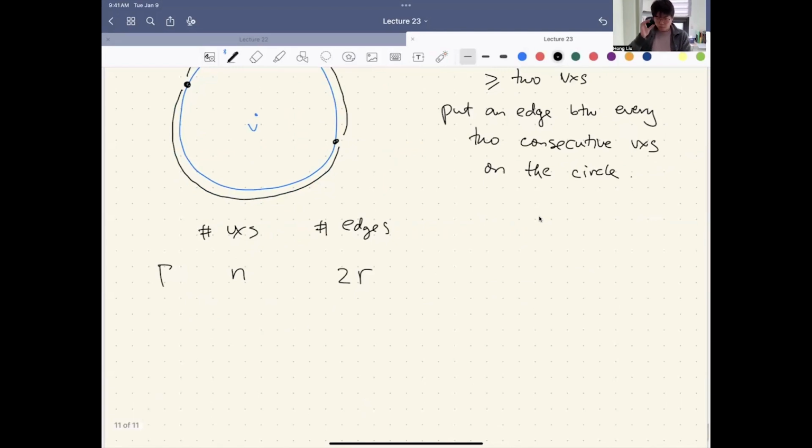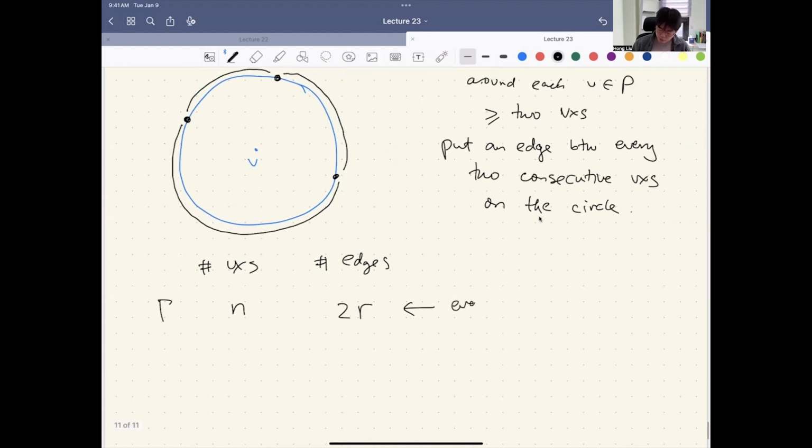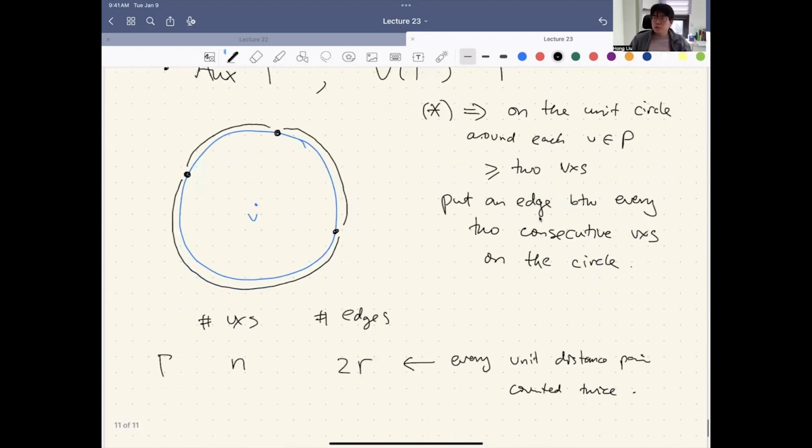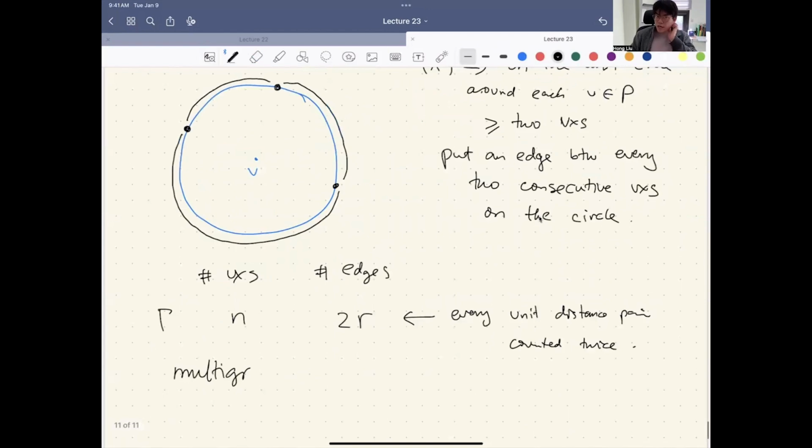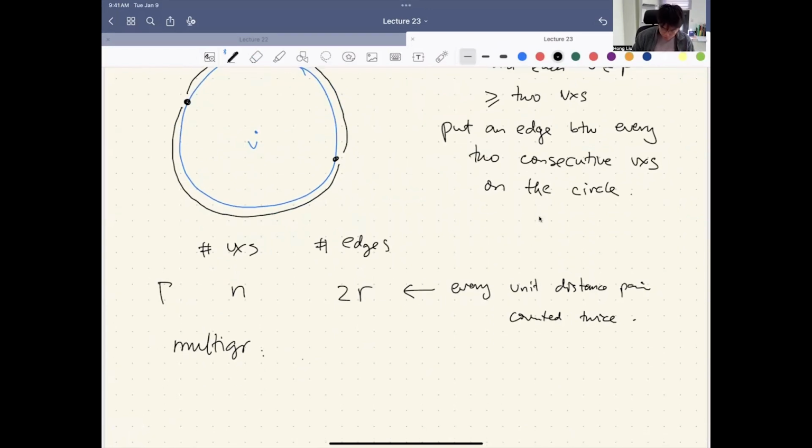Okay? This requires some explanation. Every unit distance pair is counted twice. Okay. The one thing we should note is that this could be a multigraph. There's no loop, but an edge could have multiplicity. Each edge has multiplicity at most 4. Why is that true?